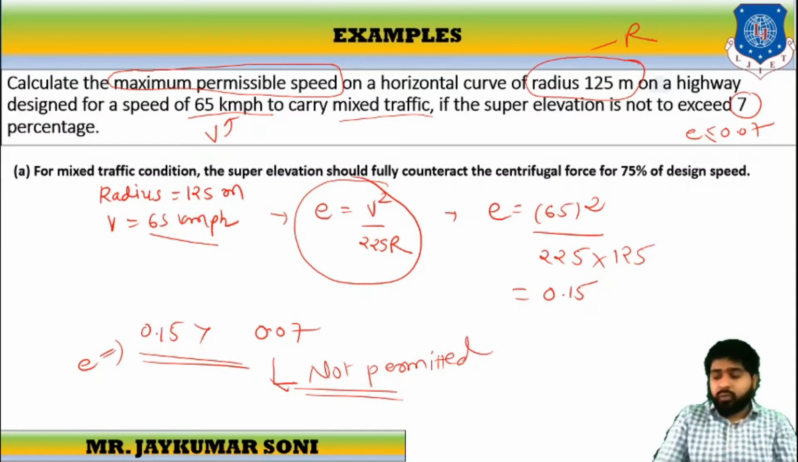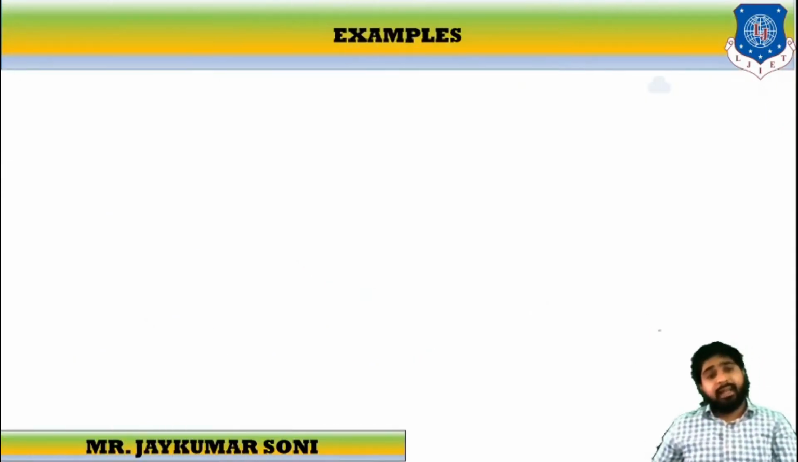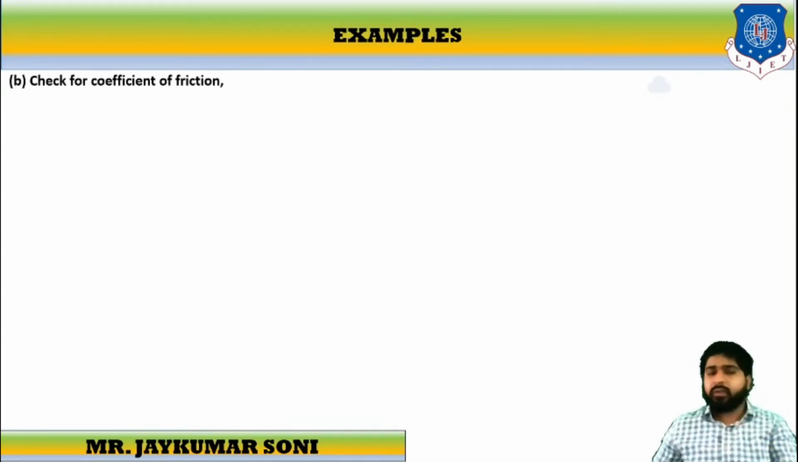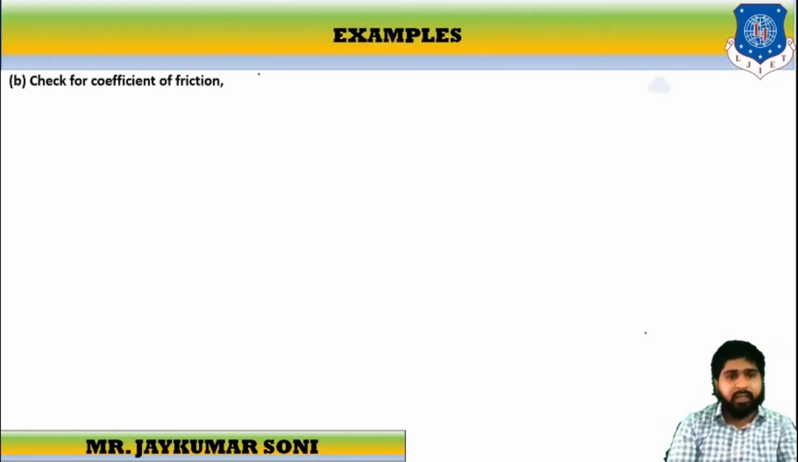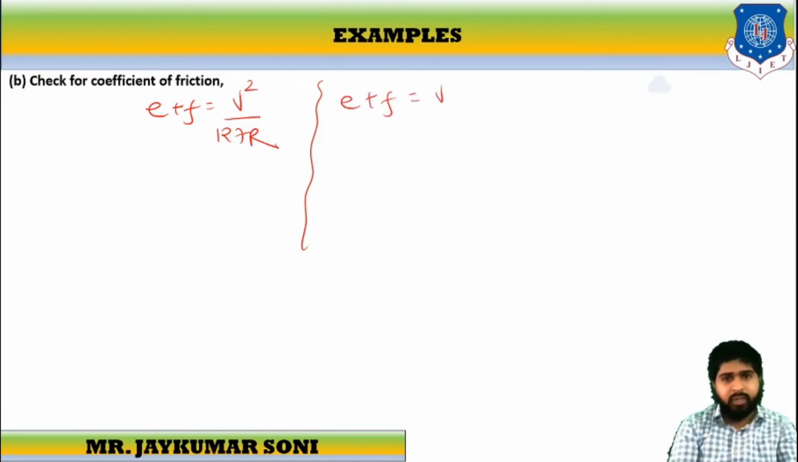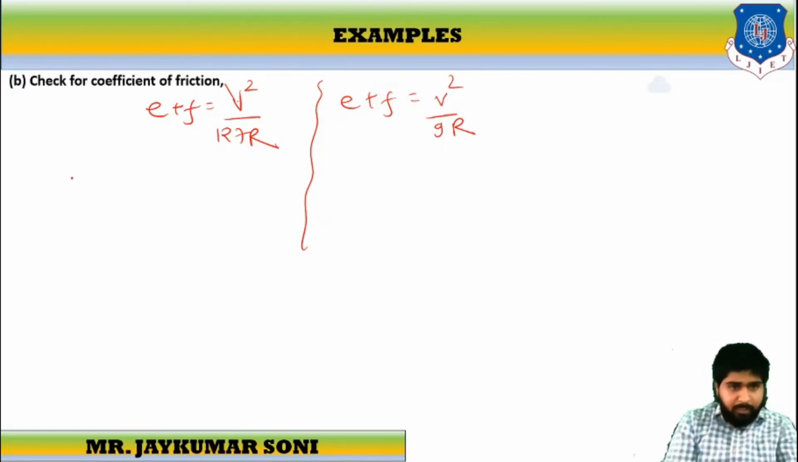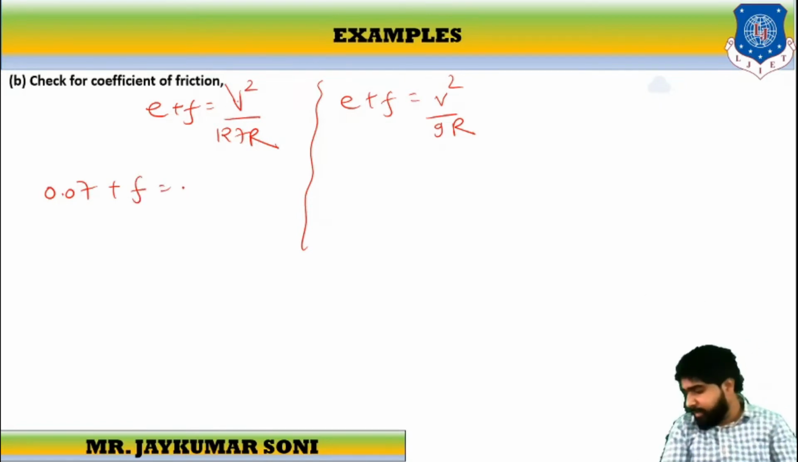Now we will move towards the second section, that is the check of coefficient of friction. We know that we have two equations that can be used. Either we can use E plus F is equal to V square by 127 R, or we can also use E plus F is equal to v square by gR. But if we are using this equation, then we have to convert the V into small v. If we are using the other equation, then we need not convert this V. So we will put E as 0.07. We have to calculate F. We have already been given the value of V.